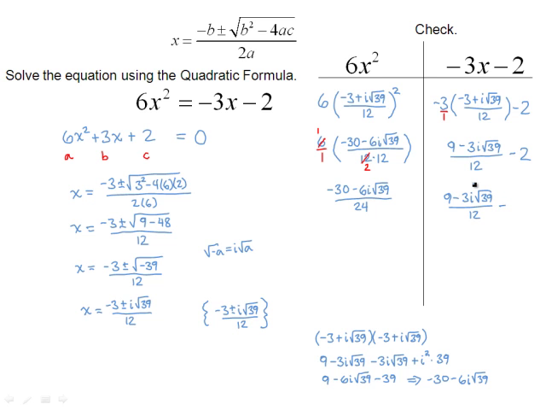Minus, and we know 2 is the same as 2 over 1. So if we need a denominator of 12, we'd multiply numerator and denominator by 12, which would give us 24 over 12. So now putting numerator and denominator together, we'd have the 9 and then the minus 24. 9 minus 24 would be negative 15, minus 3i root 39, all of that over 12.